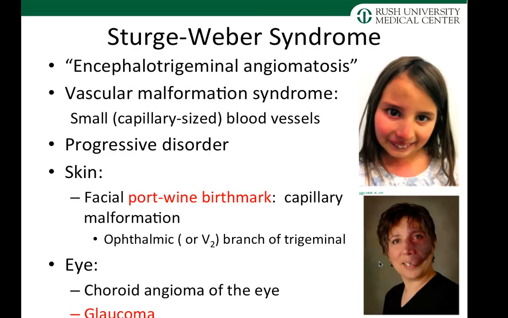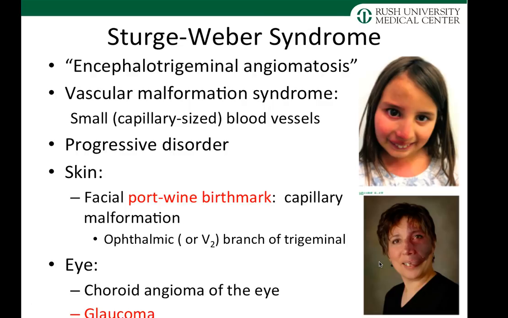Sturge-Weber is also termed encephalo-trigeminal angiomatosis. This particular neurocutaneous syndrome is distinguished by the fact that it is a vascular malformation syndrome, and it tends to involve small capillary-sized blood vessels. It is a progressive disorder, and unlike some of the other neurocutaneous syndromes, it becomes problematic even as you get older.